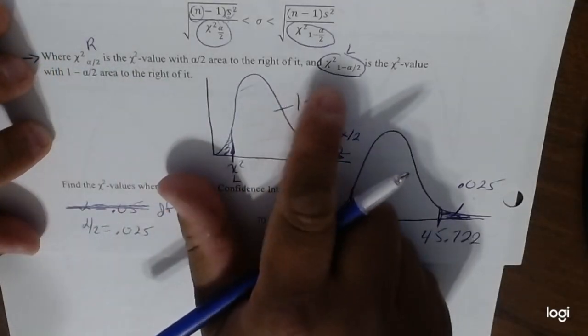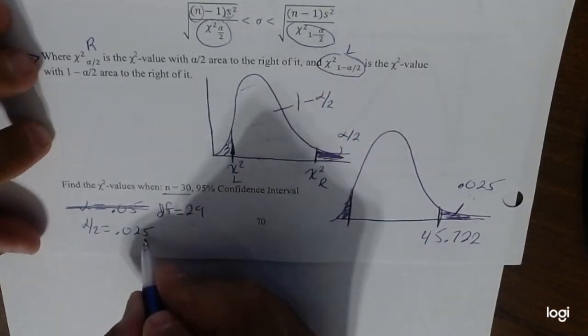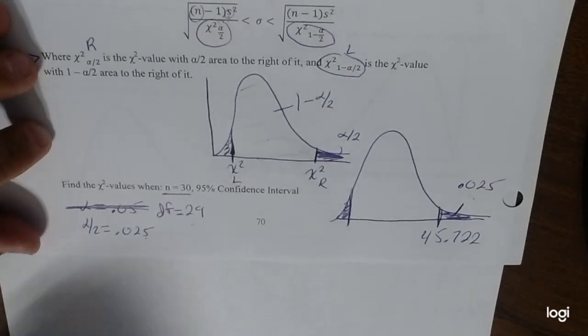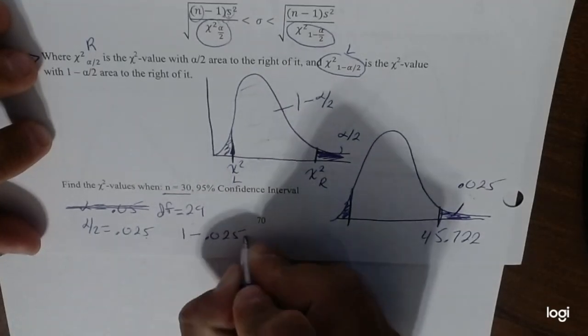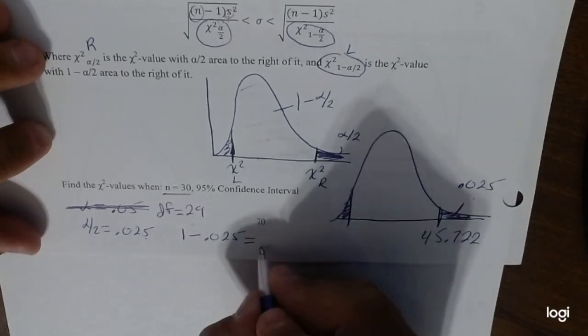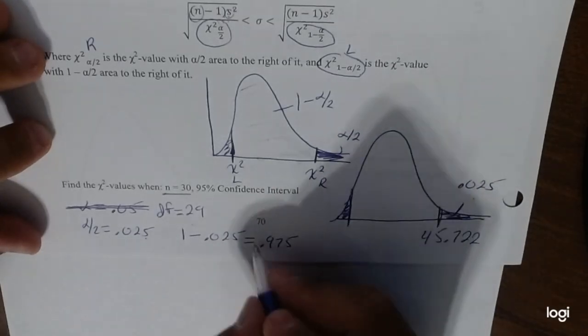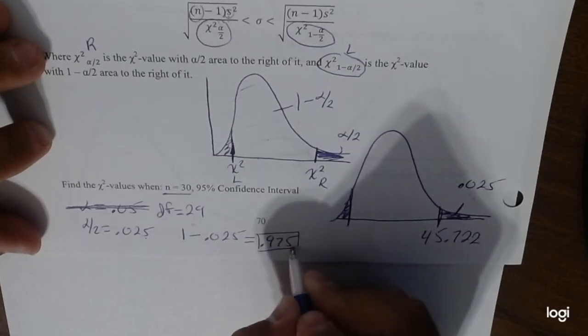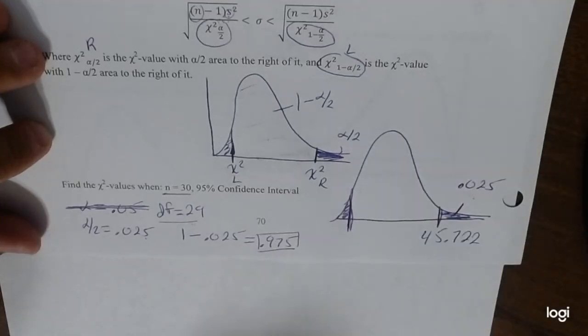Now we can find the leftmost one. To find this chi-squared value, what we have to do is 1 minus that number. So now what is 1 minus 0.025? And you should get 0.975 as your answer. So now this alpha and this degree of freedom, now we find the leftmost one. So that's how we found the left. That's where my 1 minus the alpha over 2 portion comes in.